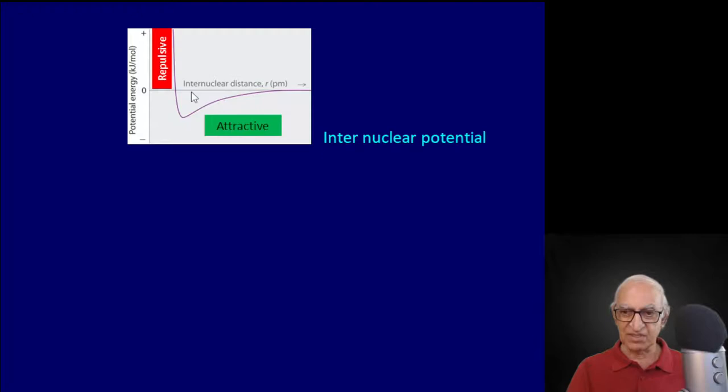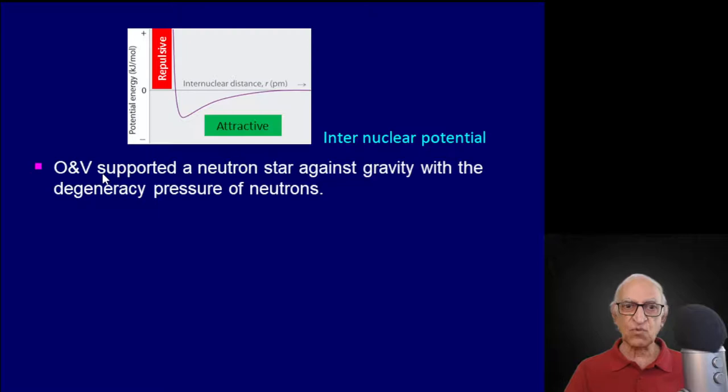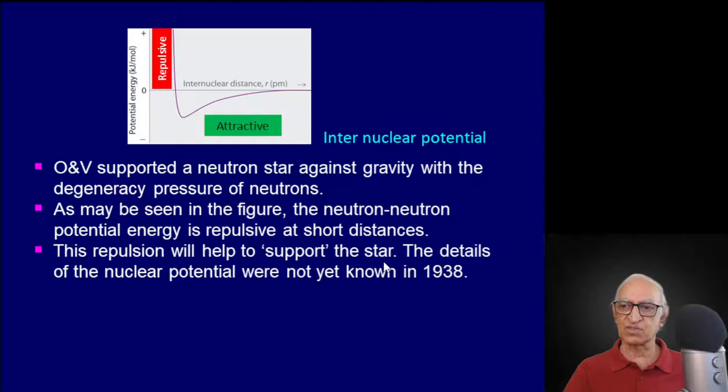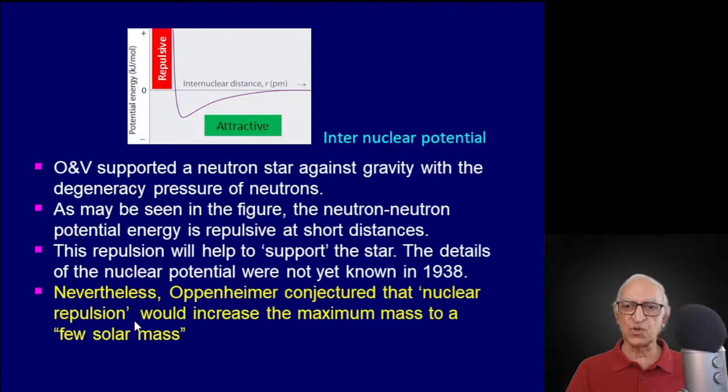Therefore, if you take this potential energy curve, what Oppenheimer and Volkoff conjectured is that if you add to the degeneracy pressure of the electron the pressure due to this repulsive energy, remember energy density is pressure, then you see at short distances this repulsion is very strong. This repulsion will help to support the star. The details of the nuclear potential were not yet known in 1938. The potential energy curve is obtained by shooting nucleons into nuclei or shooting two nucleons against one another. That's why accelerators are built. Nevertheless, Oppenheimer was brave enough to conjecture that the nuclear repulsion would increase the maximum mass to a few solar mass. Therefore, he concluded that yes, there is a maximum mass for the neutron star.